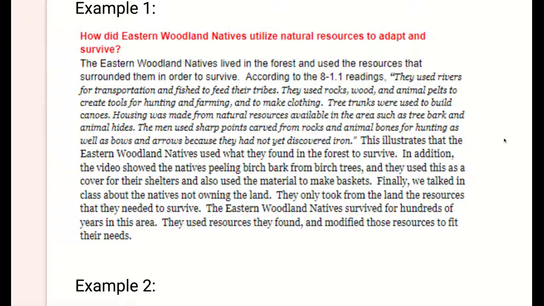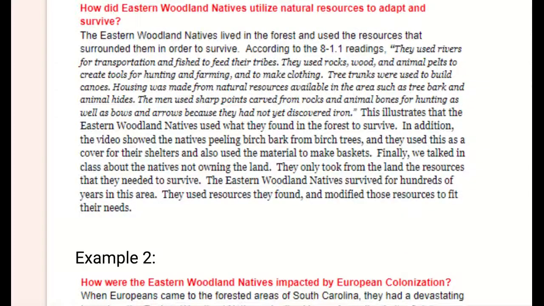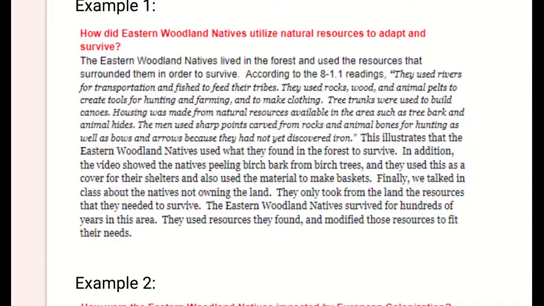In addition, the video showed the natives peeling birch bark from birch trees, and they used this as a cover for their shelters, and also used the material to make baskets. Finally, we talked in class about the natives not owning the land. They only took from the land the resources that they needed to survive. The Eastern Woodland natives survived for hundreds of years in this area. They used the resources they found and modified these resources to fit their needs.